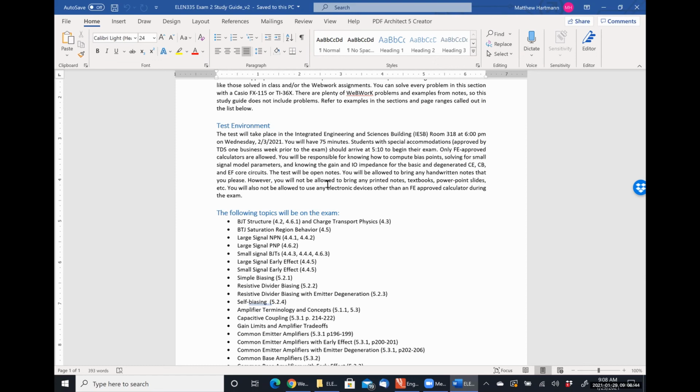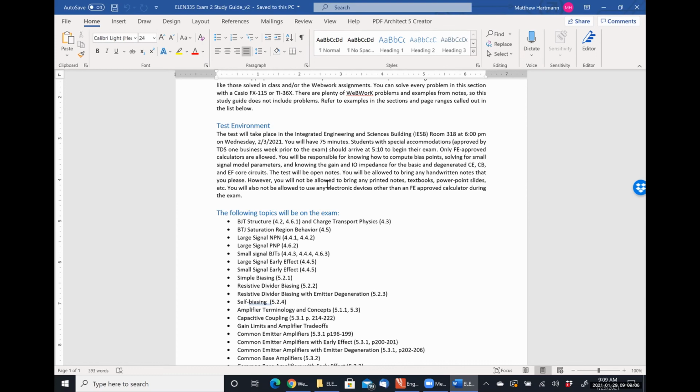So that is a fairly big revelation. Like it says, you can't bring printed out notes, you can't bring the textbook, you can't bring PowerPoint slides, which I haven't made any, so I don't know if Dr. Batari has or not. You will also not be allowed to use any electronic devices other than an FE-approved calculator during the exam, which is standard boilerplate stuff.